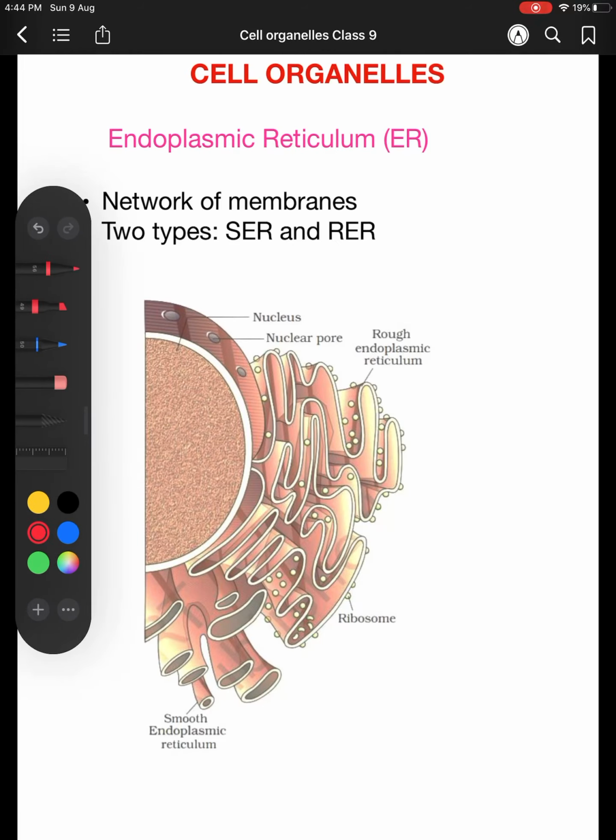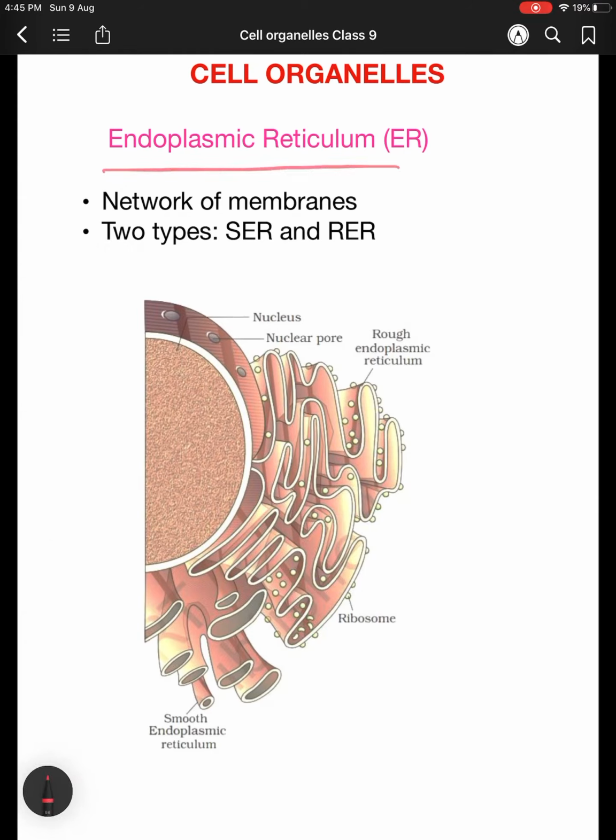Some important examples of cell organelles which we will discuss now are endoplasmic reticulum, Golgi apparatus, lysosomes, mitochondria, plastids, and vacuoles. So let's start with endoplasmic reticulum. There is a network of membranes that stretch out from the nucleus. As you can see in this diagram, these are called endoplasmic reticulum.